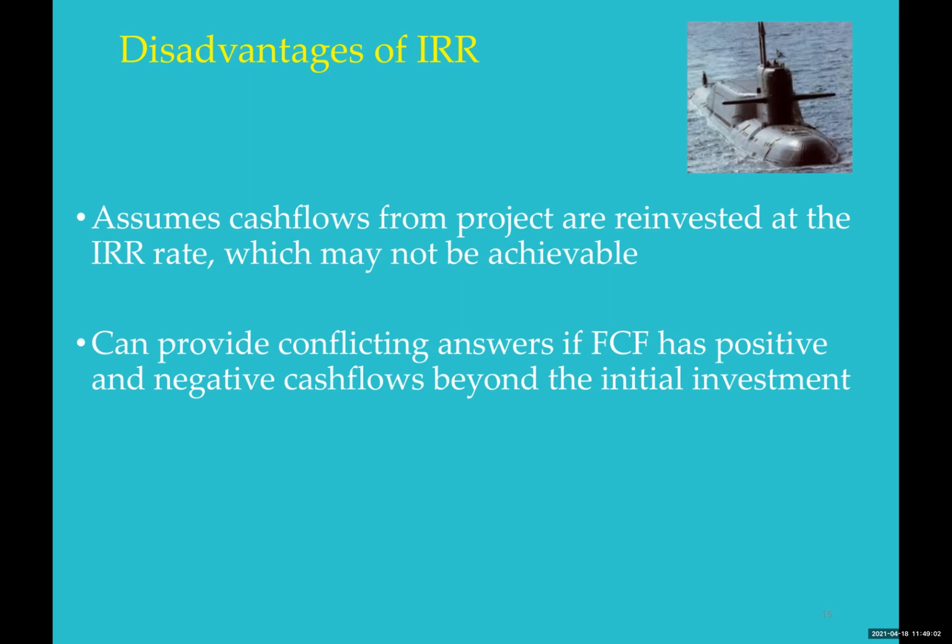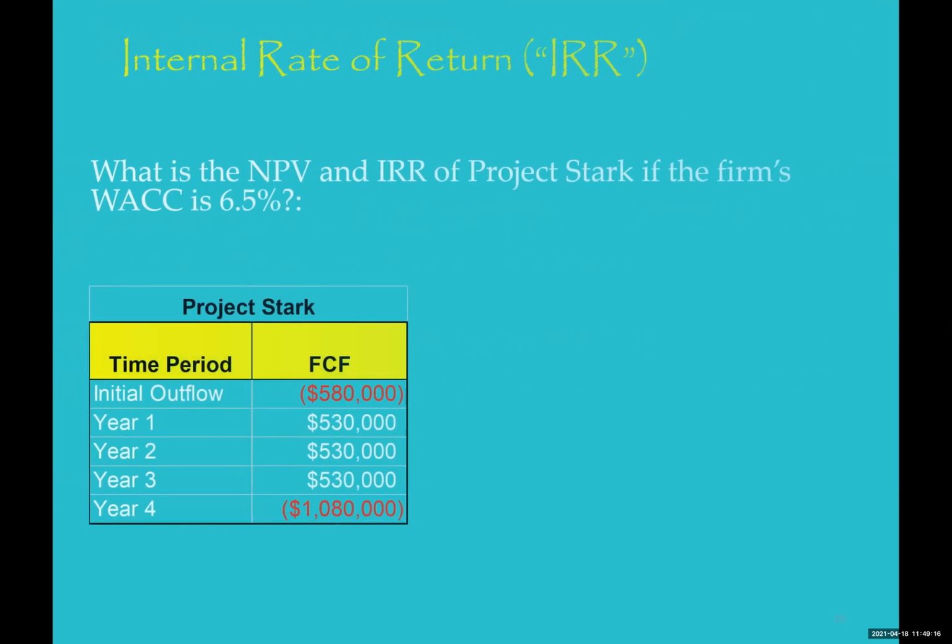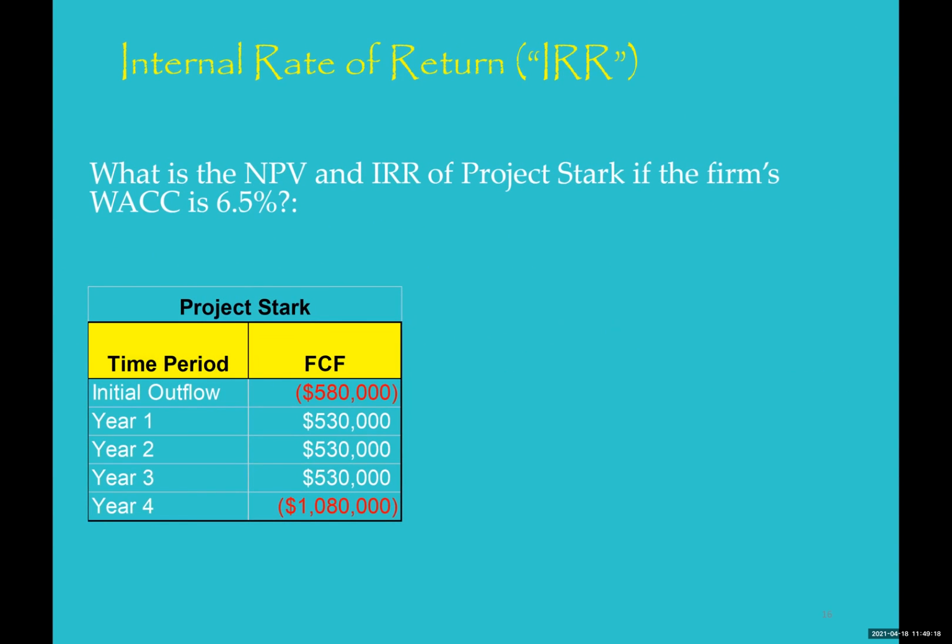Another huge disadvantage of IRR is that it can provide conflicting answers if the free cash flow of the project has both positive and negative cash flows. Let me show you an example. Let's look at Project Stark. This is a project where you have an initial cash outflow of $580,000.